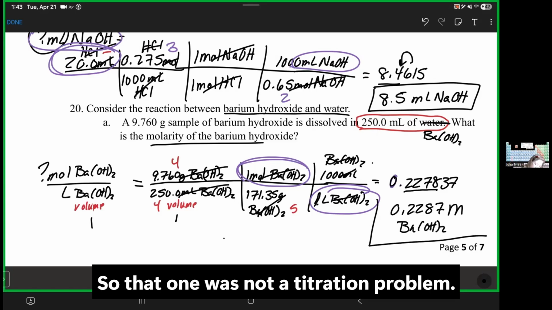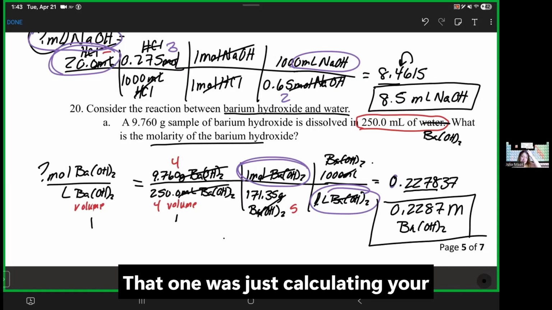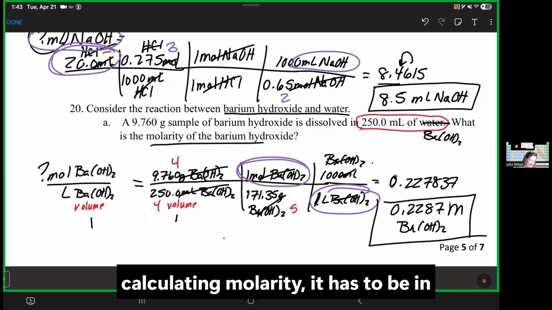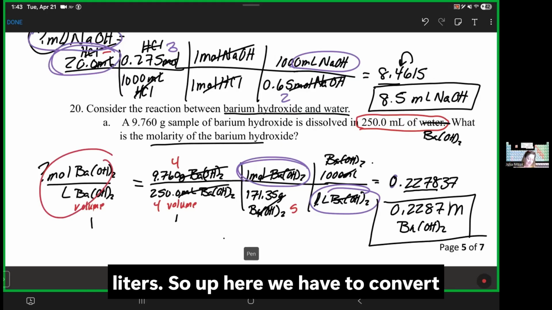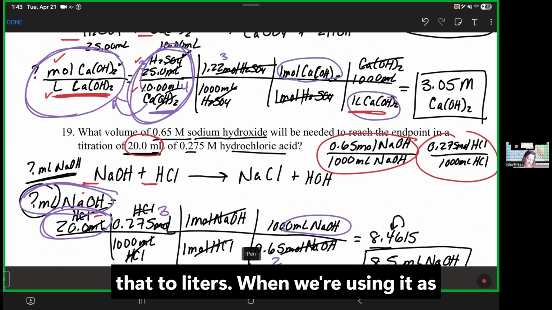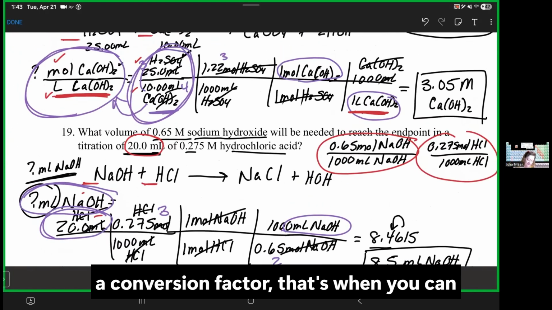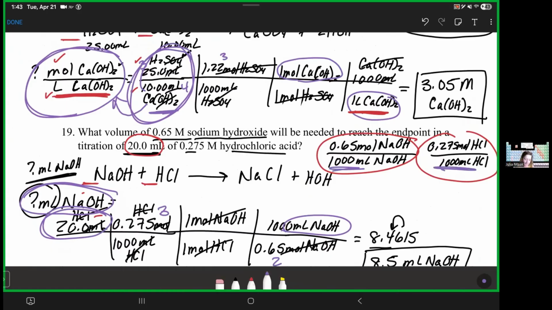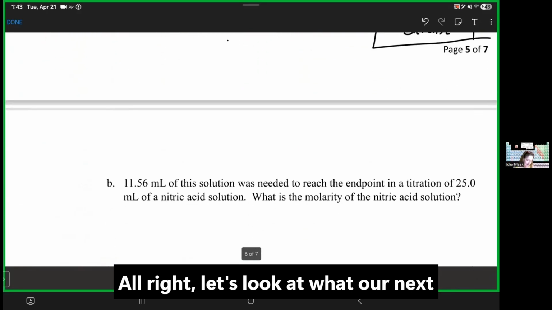So that one was not a titration problem. That one was just calculating your molarity. Okay, but recognizing when we're calculating molarity, it has to be in liters. So up here, we had to convert that to liters. When we're using it as a conversion factor, that's when you can see it as 1,000 milliliters. All right, let's look at what our next problem is.